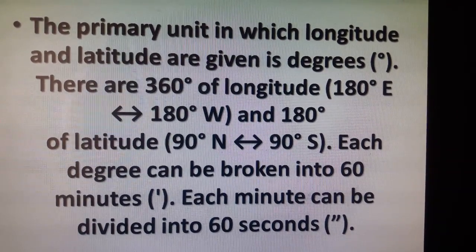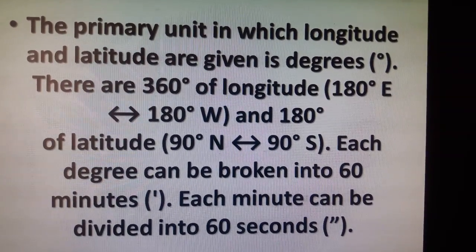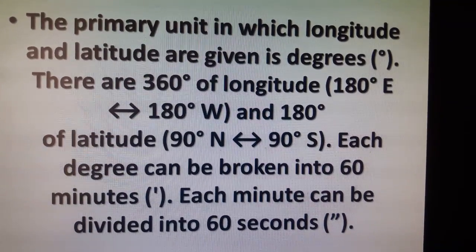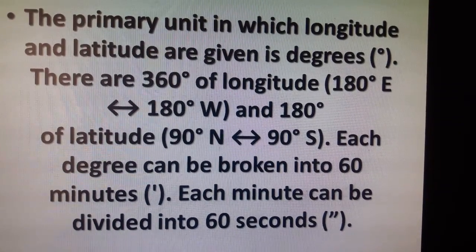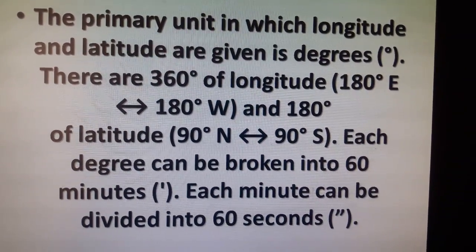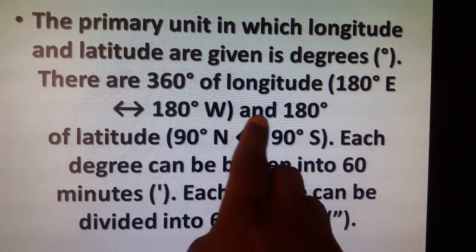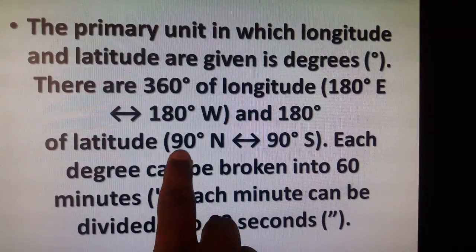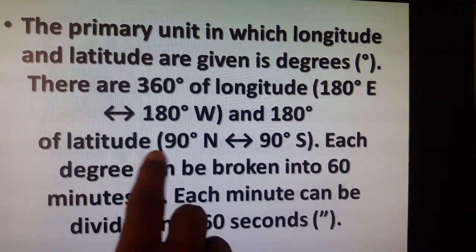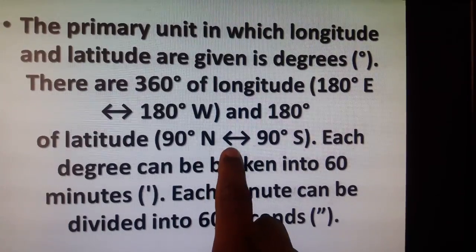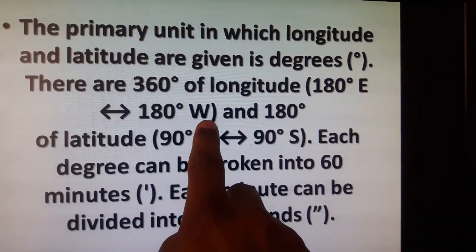The primary unit in which longitude and latitude are given is degrees. There are 360 degree of longitude, 180 degree east and 180 degree west, and latitude is only of 180 degree, 90 degree north to 90 degree south. Latitude lie 90 degree north to 90 degree south and longitude lie 180 degree east to 180 degree west.